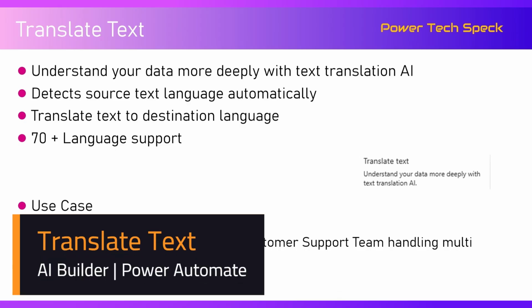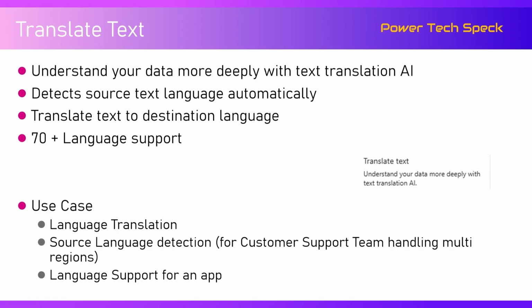In this video, let's look into one of the actions within the Power Automate AI Builder connector. AI Builder basically allows you to inject artificial intelligence within your apps, flows, or agents. One of the actions within AI Builder is translate text. Translate text understands your data more deeply with the text translation AI.